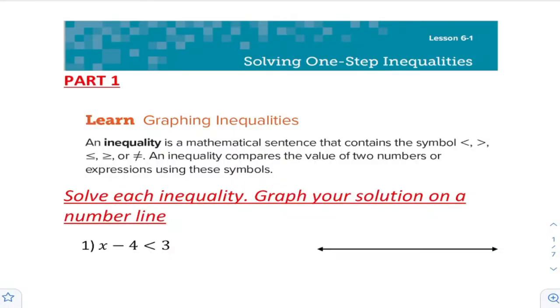Our lesson today is Solving One-Step Inequalities Part 1.